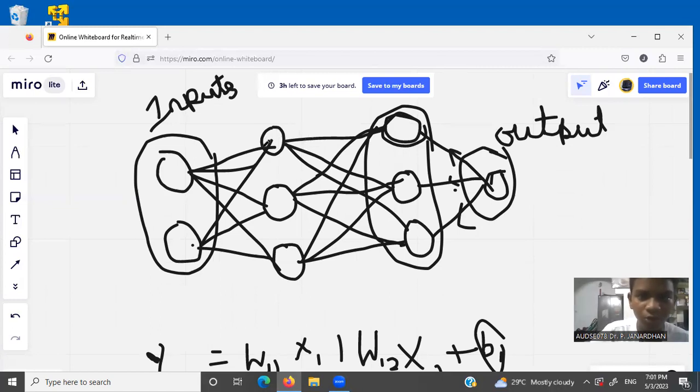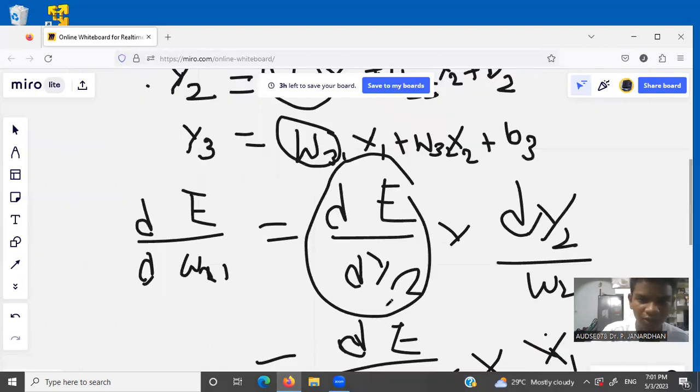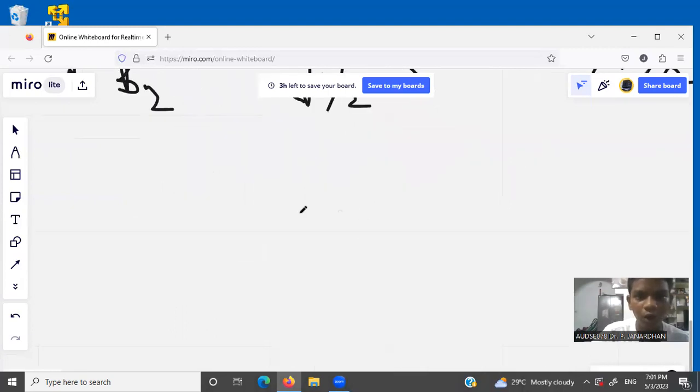So these neurons' outputs are the inputs of these neurons. So we are going to calculate the derivative of the error function with respect to this neuron's output. Let's do that now. How can we do that?